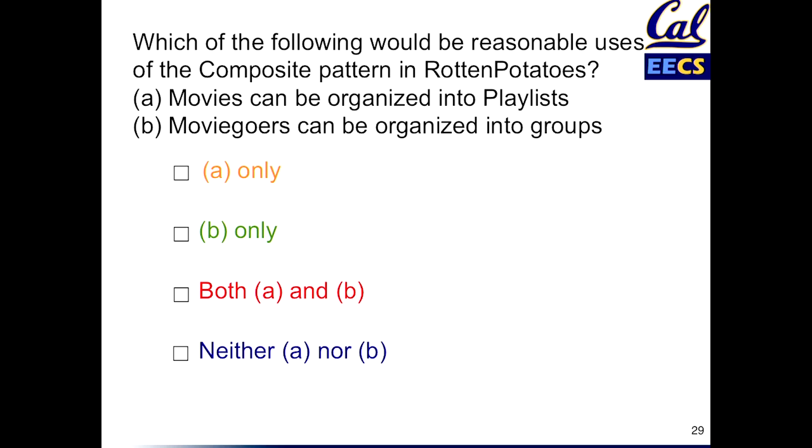So here's a question about the composite pattern in Rotten Potatoes, which you're probably all sick of by now. But which of the following would be reasonable uses, if any, for the composite pattern? A: organizing movies into playlists, or B: organizing moviegoers into groups in the social networking sense of a group. So only A, only B, both of them, or neither. Which would be reasonable uses of composite?